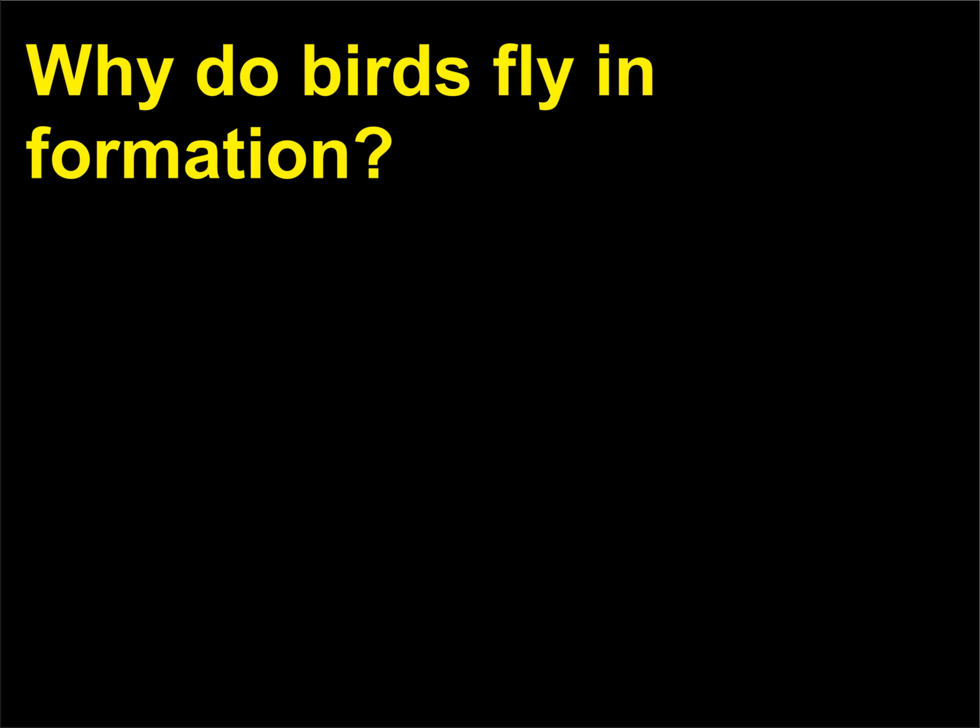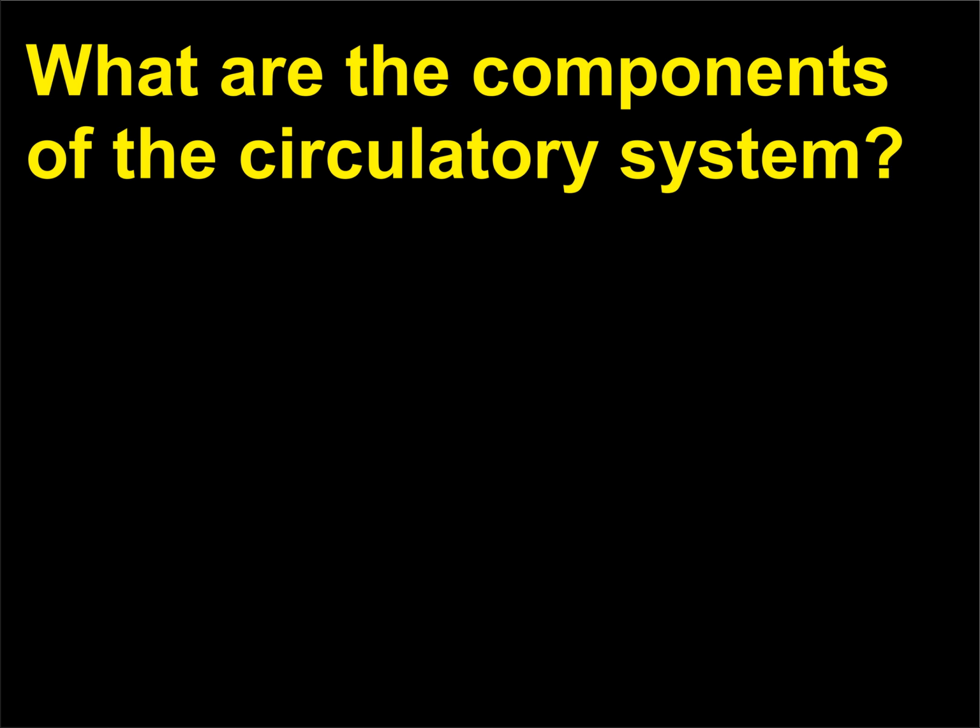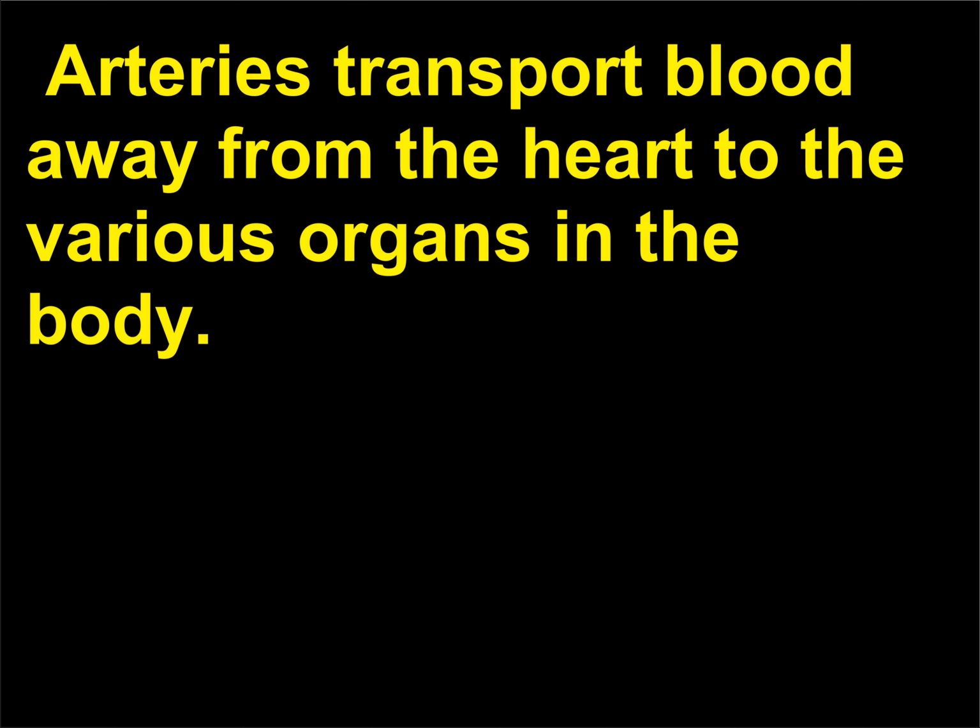What are the components of the circulatory system? The components of the circulatory system are vessels, heart, and blood. The three types of vessels in a closed circulatory system are arteries, capillaries, and veins. Arteries transport blood away from the heart to the various organs in the body.